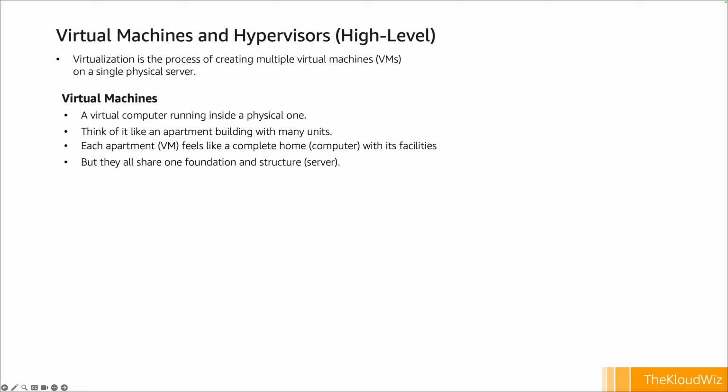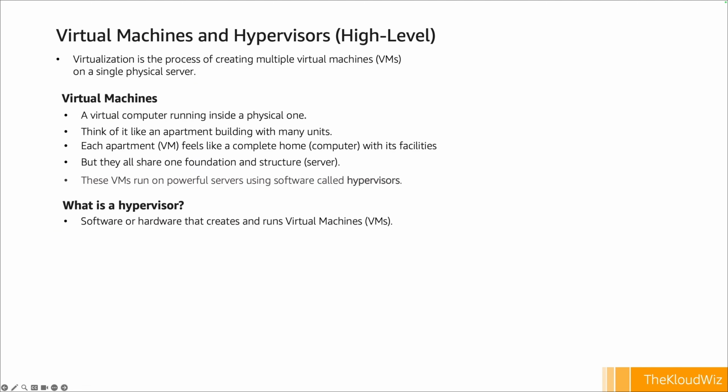So in the apartment scenario, even though all these apartments feel like separate homes, they are still in the same building. So once the entire building goes down, or once you collapse the foundation, then everything also goes down. Now, we are able to create virtual machines through software that we call hypervisors. So, what is a hypervisor? A hypervisor is a software or a hardware that allows us to create and run virtual machines.